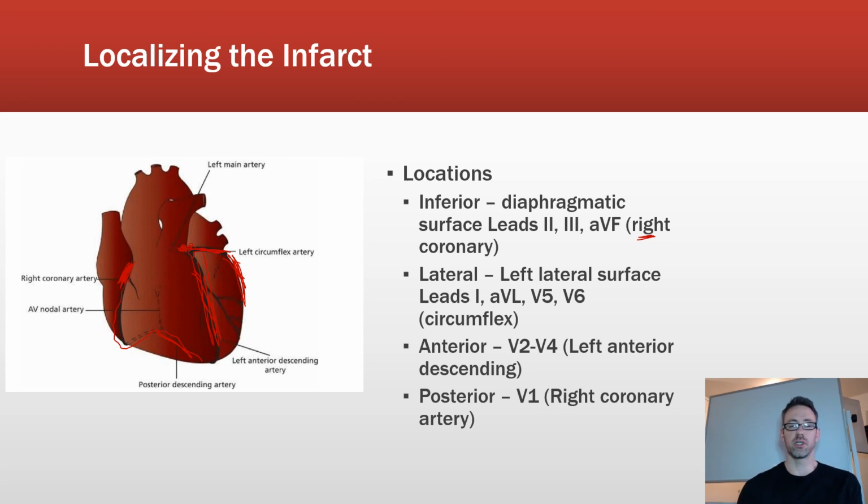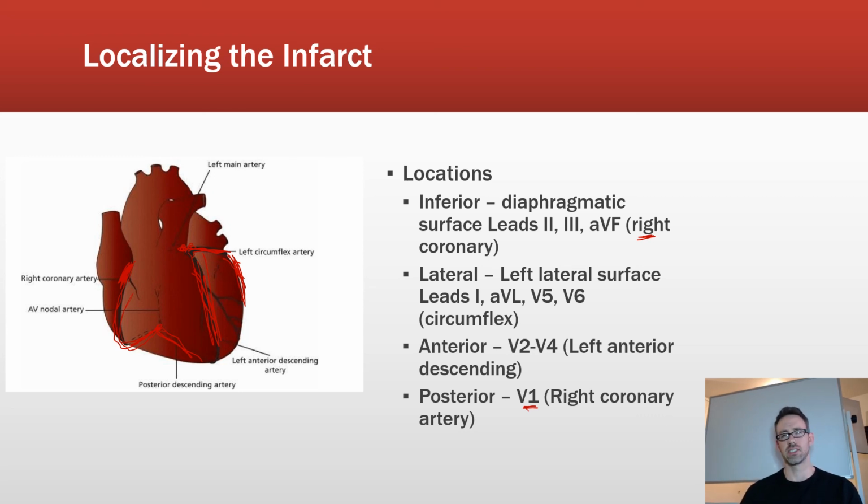And then finally, the posterior, where we look at V1. Now posterior is a little bit tricky because we usually use a 12-lead EKG or ECG. We could use more leads, but since we typically only use 12, we usually evaluate a posterior infarct by looking at V1 in the chest leads. The right coronary wraps around, and V1 is the lead opposite that, so it'll show you the reciprocal of an ST segment elevation, an ST segment depression instead, since it's on the opposite side of the heart.